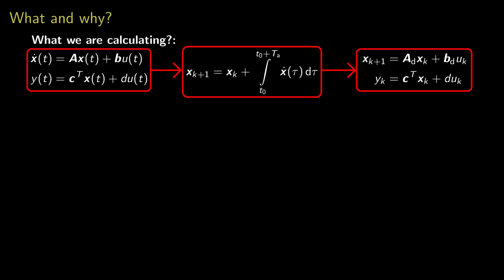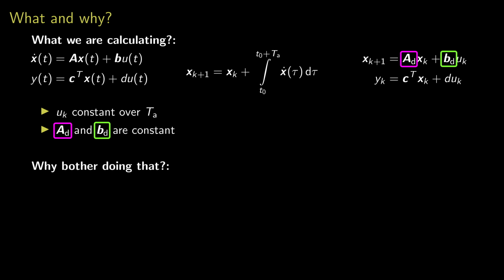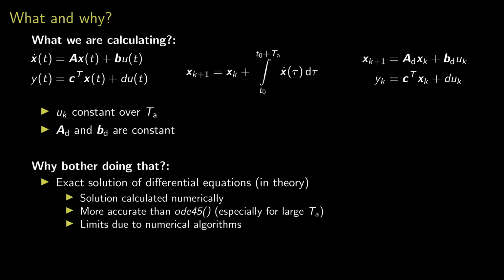We assume that the input u_k is constant over the control interval, which is the case for the discrete controller action, and the matrix A_D and vector B_D being used are also constant. While the solution to the matrix A_D and vector B_D are calculated numerically, they still represent an exact solution. Therefore, the calculation result can be a lot more accurate than that of a simulation using an ODE45 integrator, especially for larger time steps T_A. Depending on what algorithms are used to calculate it, there are obviously limits, but in theory, this is the exact solution.